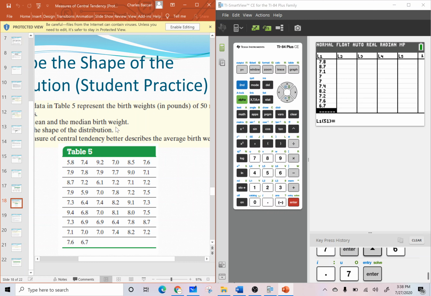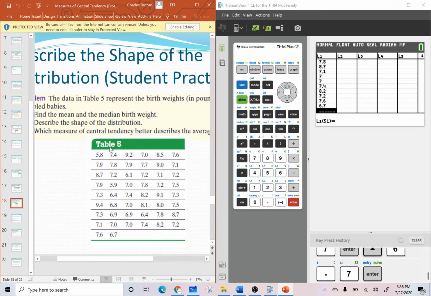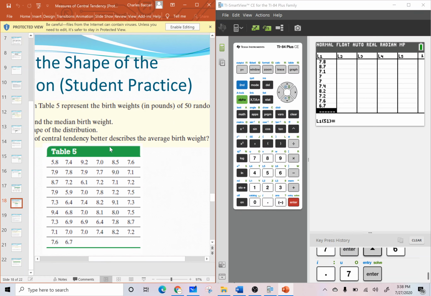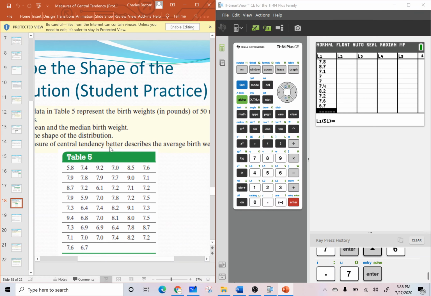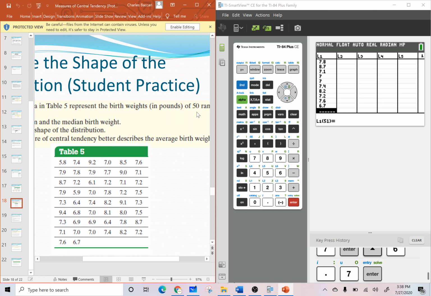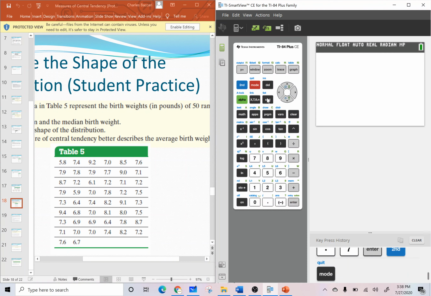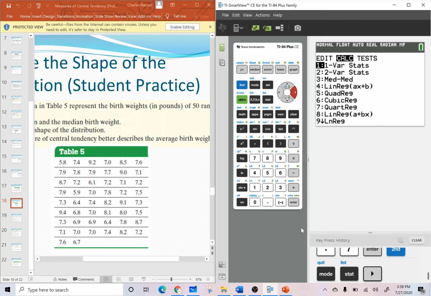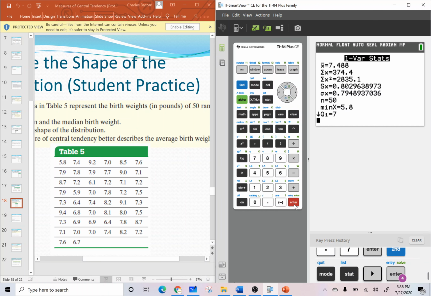We're going to look at the median birth weight and the shape of the distribution, and then which measure of central tendency describes the average birth weight better. So let's go ahead and do second quit, stat. We're going to look at the mean and median. The mean here is 7.488.